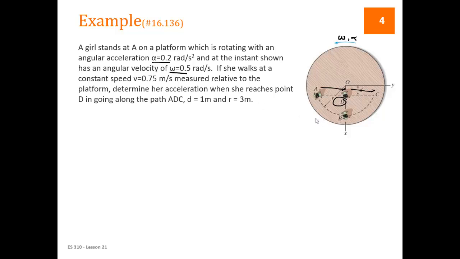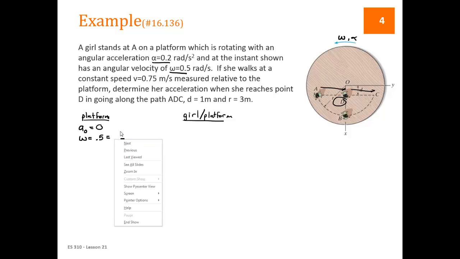So we have two parts of these systems, right? We have the platform itself, and we have information about its motion, and then we have the girl relative to the platform. So if we look at the platform itself, we look at its center, the acceleration of its center is 0 because it is fixed on an axis. Its rotation, omega, is equal to 0.5, which in this case is the rotation of the moving coordinate system as well, so it's this capital omega.